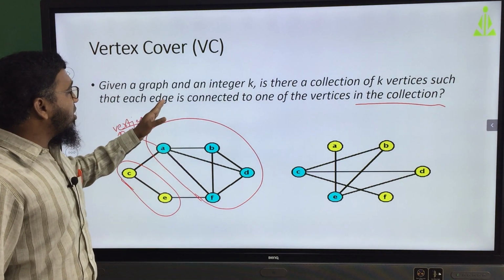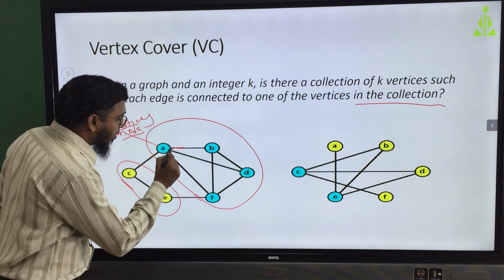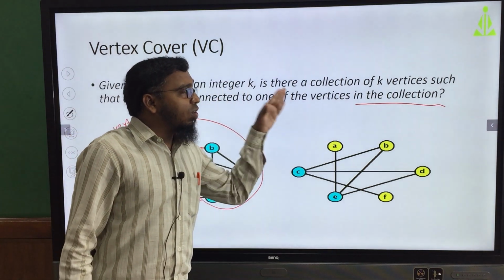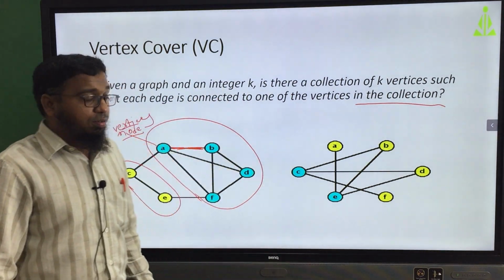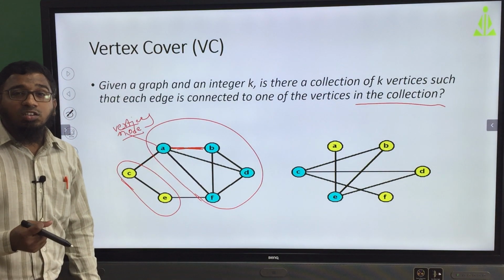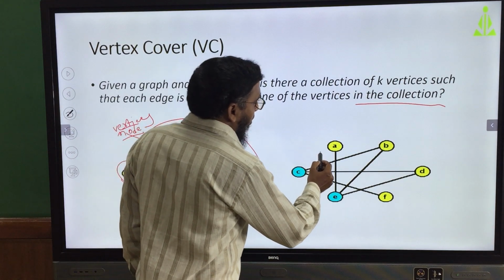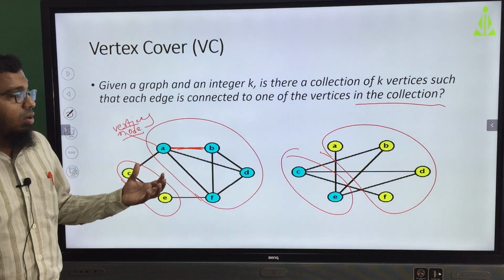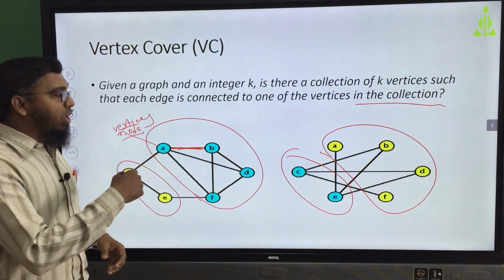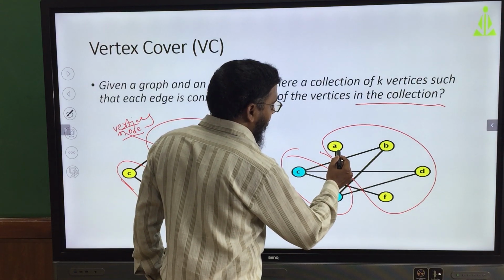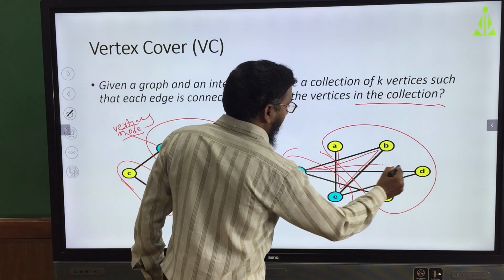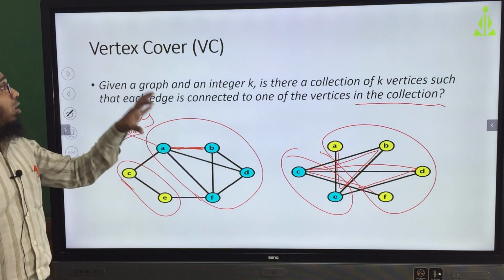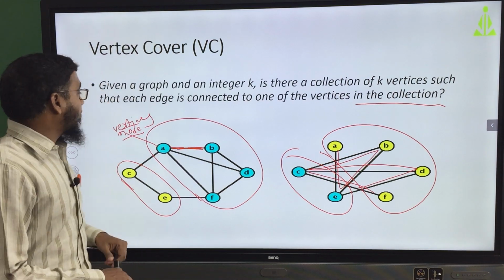So such that each edge is connected to one of the vertices in the collection. Okay, it is like a collection. Here it is the same graph, but we change it into a collection. You can see all are connected. So this is the vertex cover, VC.